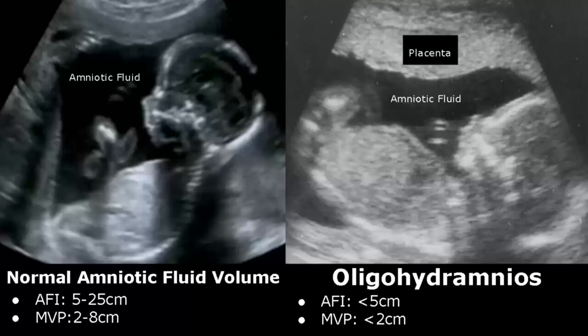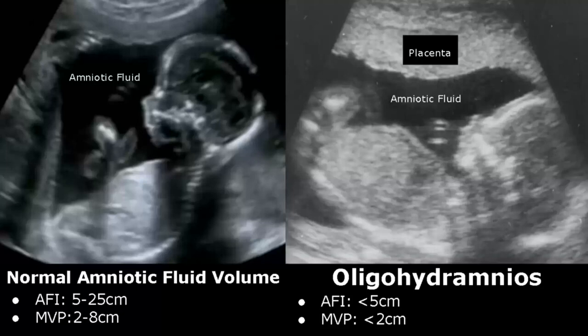In amniotic fluid index or AFI, the uterus is divided into 4 quadrants and a measurement of the deepest pocket of fluid that is free of fetal parts and umbilical cord is taken in each quadrant. The 4 measurements will be added together. For normal fluid volumes, the sum of these 4 values must be between 5 and 25 centimeters.